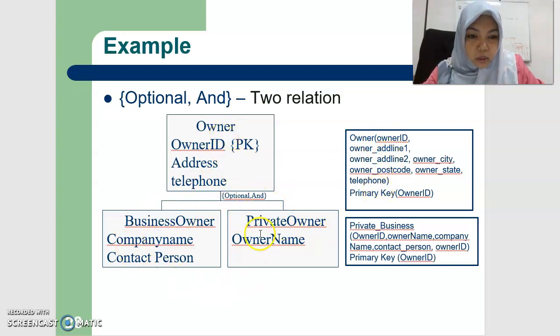And for the subclass, we have here private business. So we combine all the subclasses, private business, and we combine all the attributes. So we have here owner name, company name, contact person. Okay, but don't forget you have to add the primary key from the superclass. So the primary key is owner ID. So this is for the second case.